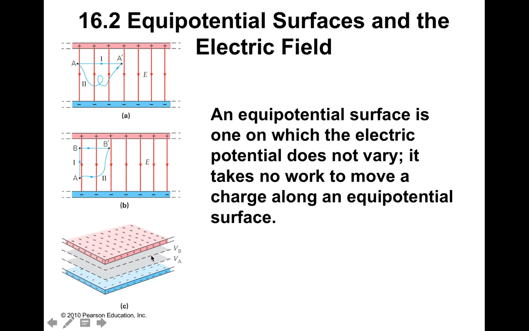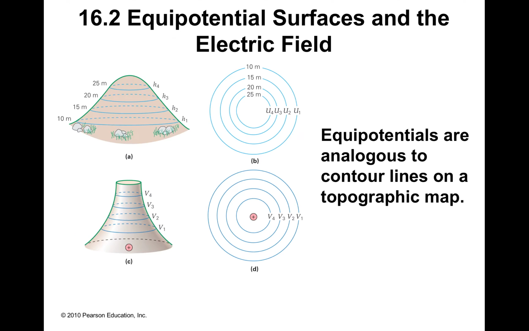So a positive charge goes from VB to VA and loses electric potential, gains kinetic energy. If a positive charge goes from VA to VB, it gains electric potential energy. And it took work to do it.